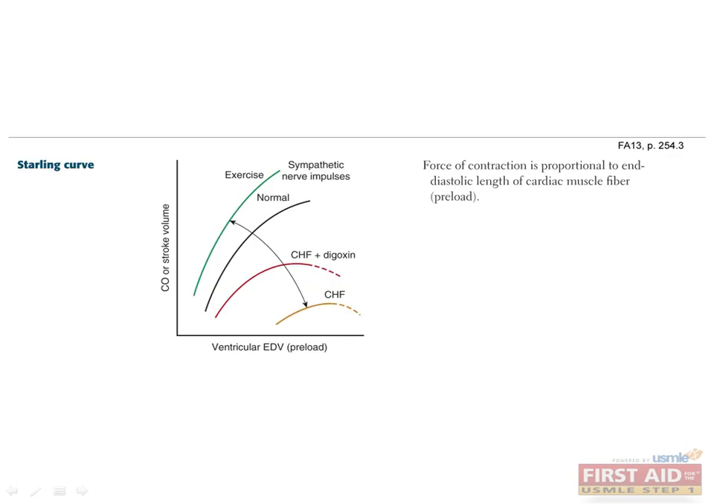Let's now talk about the Starling curve, which is a high-yield concept on the exam. This can be a confusing topic, but essentially this diagram shows that contractility actually increases as preload increases because the overlap of the cardiac muscle fibers is more optimal. However, in states of heart failure, this relationship reverses, with high preload causing a decrease in contractility.